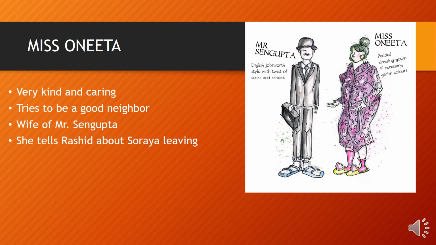Moving on, we have Miss Onita, who is Mr. Sengupta's wife. She's a very kind and caring person, and she tries to be a good neighbor, but Mr. Sengupta leaves her, and she ends up telling Rashid and Haroun about Soraya leaving, and she's pretty upset about it, so I don't blame her. You can see in this artist's interpretation of the two characters, they seem very different. One is colorful and looks like a much less stern person than Mr. Sengupta does in that drawing. The sandals with the suit, now that's a look, am I right?